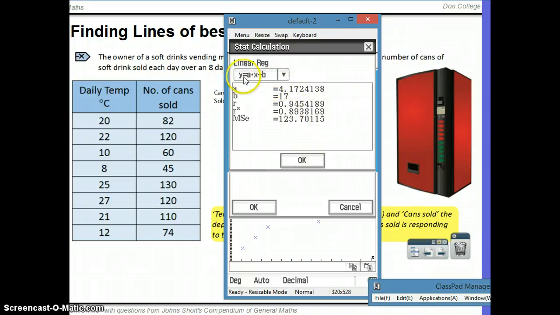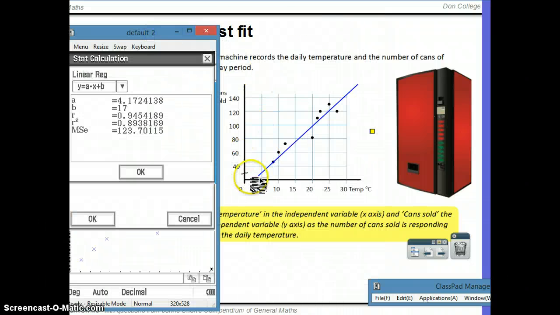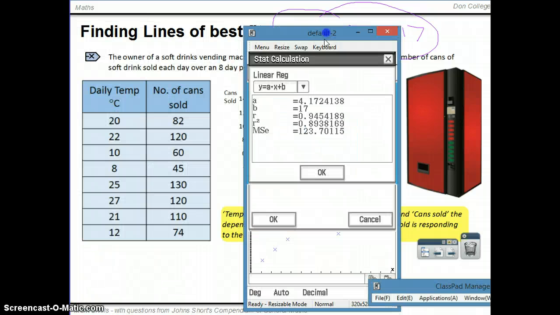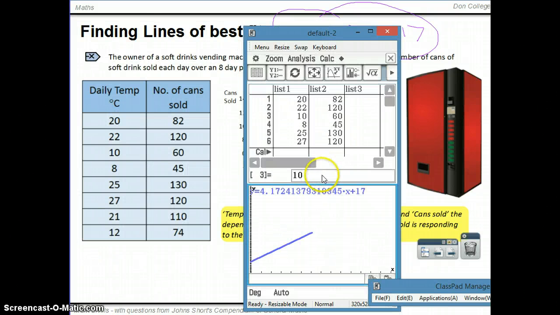Now this is actually given as the equation. It doesn't quite look like it yet, but the straight line equation is y equals ax plus b, where a is the gradient and b is where it cuts the y-axis, which would be down here somewhere. Now A we've got is 4.1724 and B is 17. So that means that the line of best fit is y equals 4.17 to 2 decimal places x plus 17. So that is the equation of our line of best fit. But what we can do as well, and what I want you to see here, is that you can draw it in, just click OK, and there we go. Our line of best fit has appeared in here.